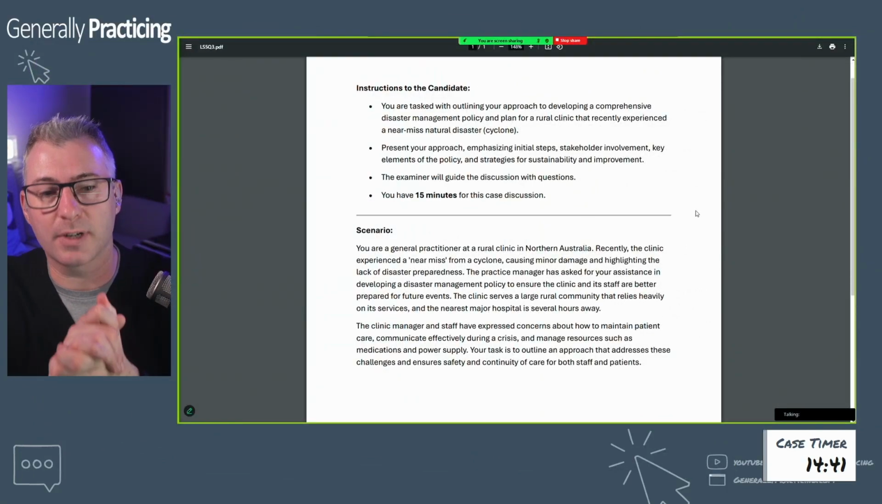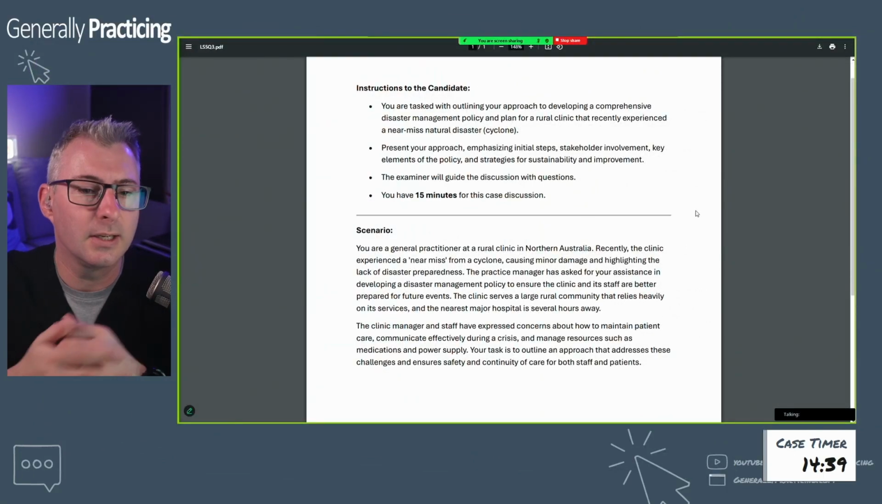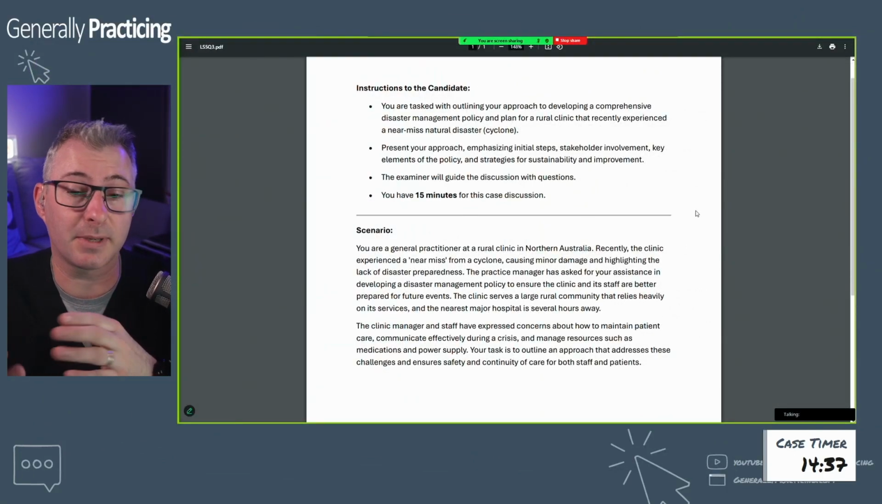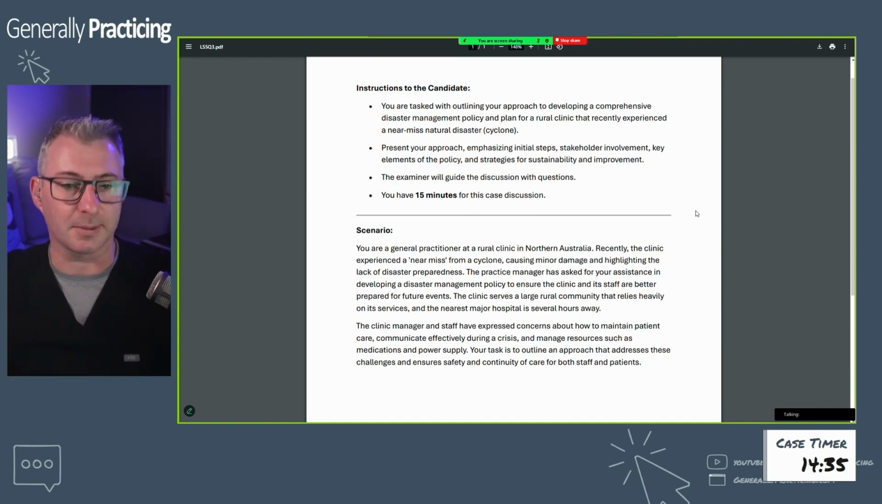All right, time is up, and this case is probably going to throw a lot of people for a curveball. Rest assured, it's similar to the last case. It doesn't matter necessarily what you say, it's making sure you have an approach to this case that's sensible, rational, and shows some thought. So, bring it back up on the screen here. The first question here would be what would be your initial steps in developing the disaster management policy?